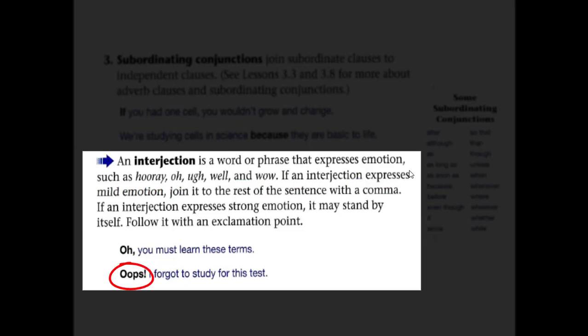See the first example here? Oh, you must learn these terms. Here, the interjection expresses mild emotion. Second example, oops, I forgot to study for this test. Oops is an interjection that shows strong emotion.